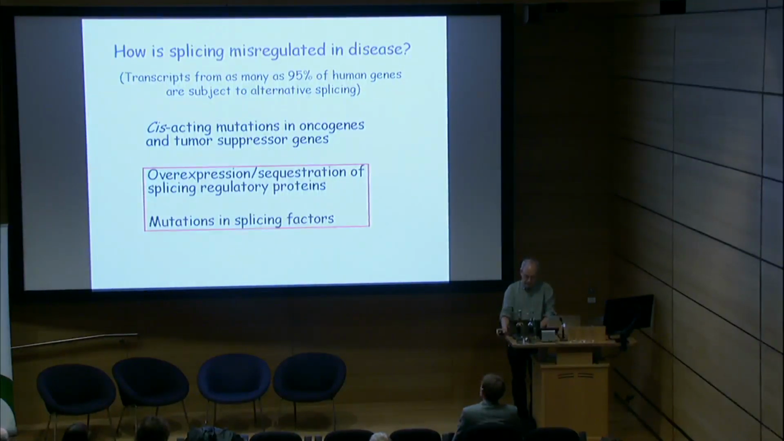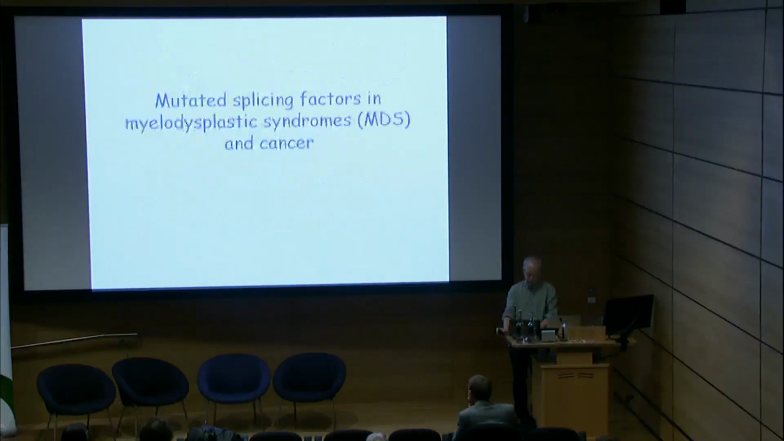The more interesting ones are twofold. One, we can change the concentration of splicing regulators in cells, either by increasing their expression, which happens often in cancer, or seeing them sequestered away and having their concentration reduced, for example, in neurodegenerative diseases, as I will talk about. In addition, we can have mutations in splicing factors, and this happens, as I'll start out talking about in cancer, but also neurodegenerative disease.